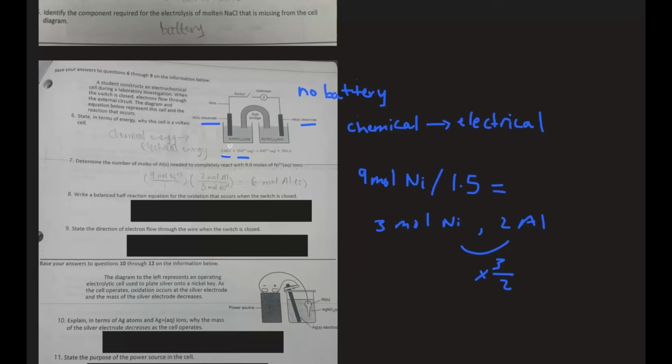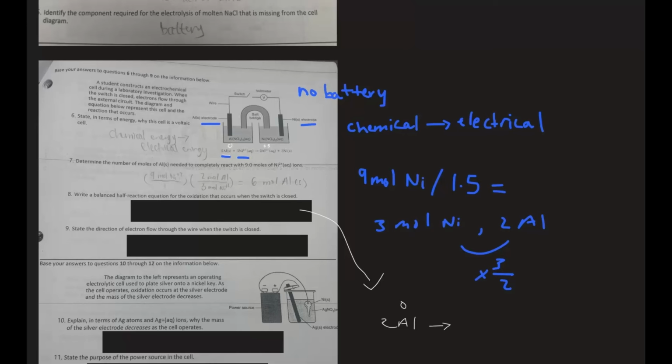All right, number 8, write a balanced half reaction for the oxidation that occurs when the switch is closed. All right, so oxidation means a loss of electrons. So let's see which of these electrodes actually loses electrons. So we can see here the aluminum goes from a neutral charge of 0, and it goes to, looks like +3. And so it is actually losing 3 electrons. And so we know that aluminum, the solid aluminum in the electrode, is being oxidized. And therefore, if we were to write this out, let me do this to the side, we would start off with our 2 aluminum, right? And this is already balanced.